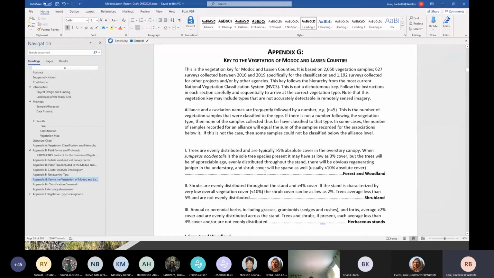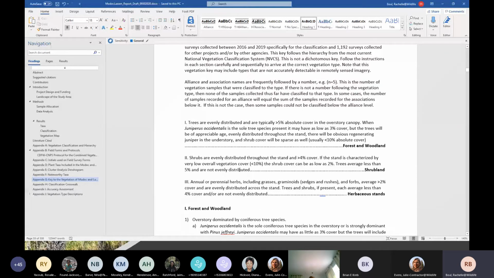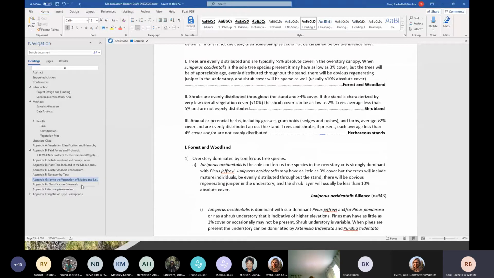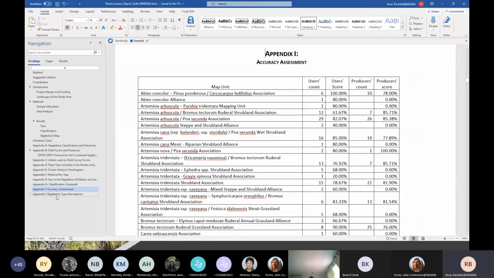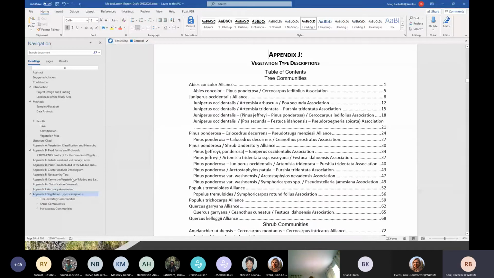Here's the key to the vegetation types. This is broken up by life form to make it a little easier. So tree, shrub, and herb sections of the key. This classification crosswalk to other classification systems like CWHR and CalVeg. Remember, this is also embedded in the map for each polygon. That accuracy assessment, preliminary results that I mentioned, and then at the very end, last but definitely not least, there's the vegetation type descriptions that I mentioned.